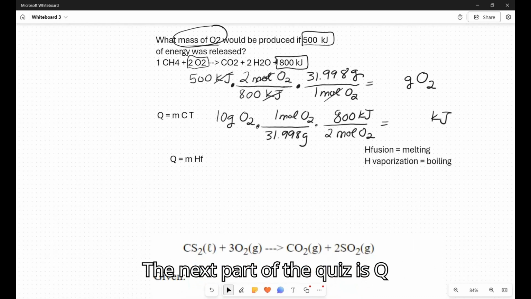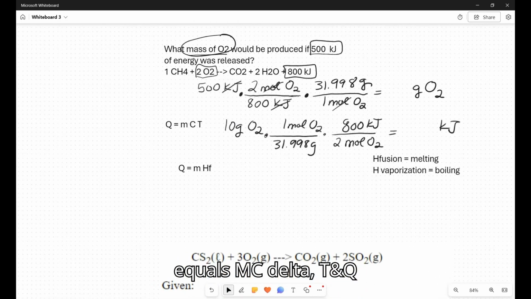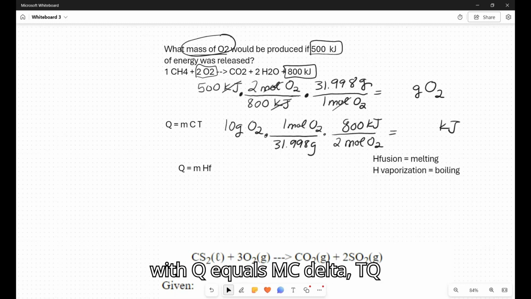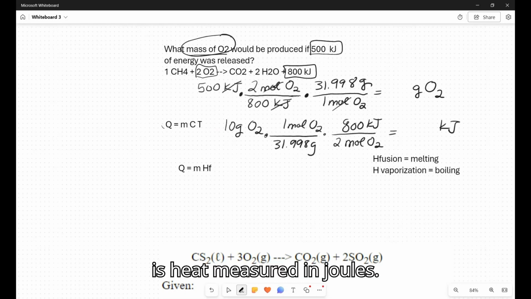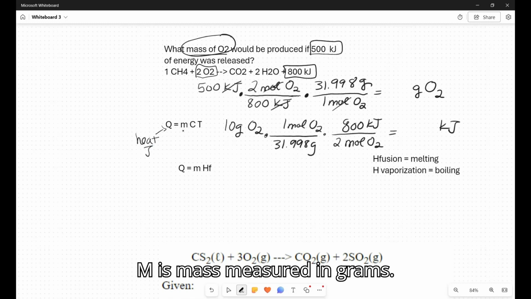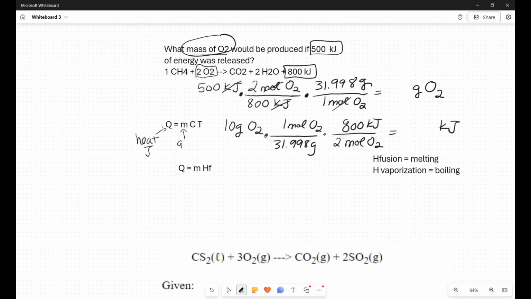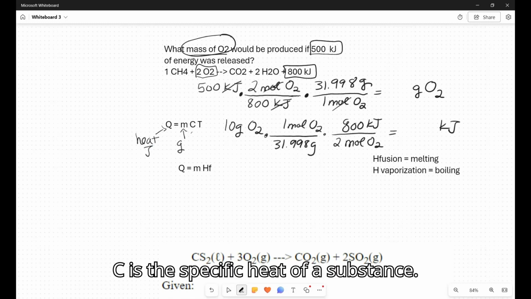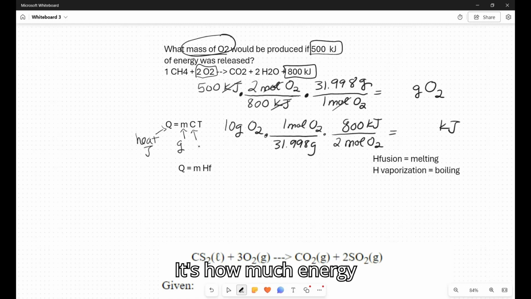The next part of the quiz is Q equals MC delta T and Q equals Ma. Okay, so with Q equals MC delta T, Q is heat measured in joules. M is mass measured in grams. C is the specific heat of a substance. It's how much energy can raise 1 gram of a substance by 1 degree Celsius.